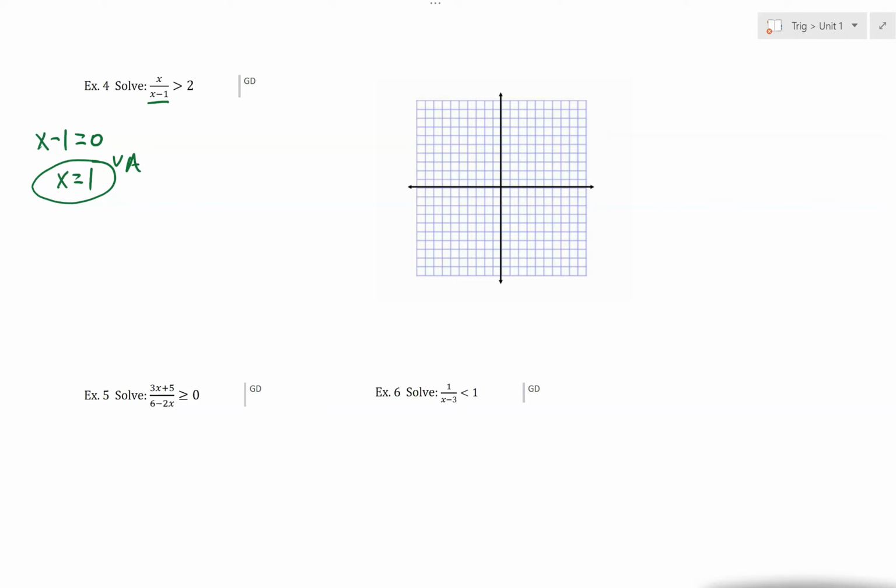Finding the other one means I've got to actually bring the 2 over, multiply top and bottom by x - 1, combine the numerators. But you could also do it this way. I'm going to leave out the symbol and just say it this way. x/(x - 1) is equal to 2. Now, if I multiply the x - 1 over to the other side, or multiply both sides by x - 1, that means I'm going to end up with something that says this.